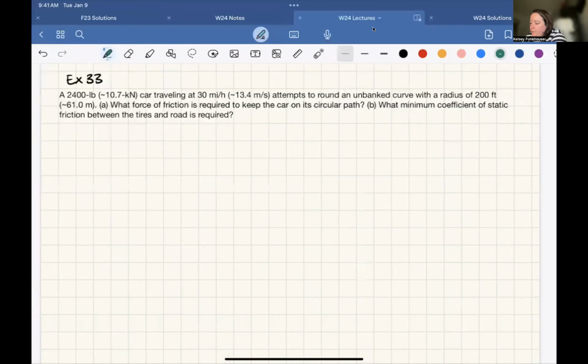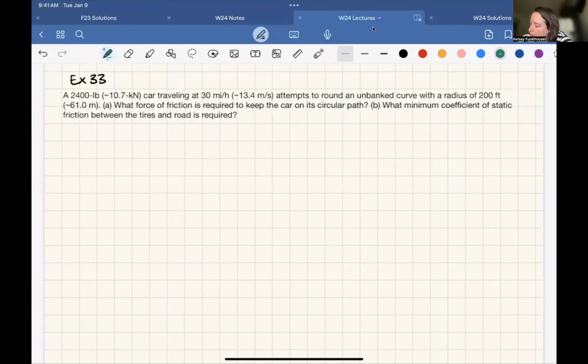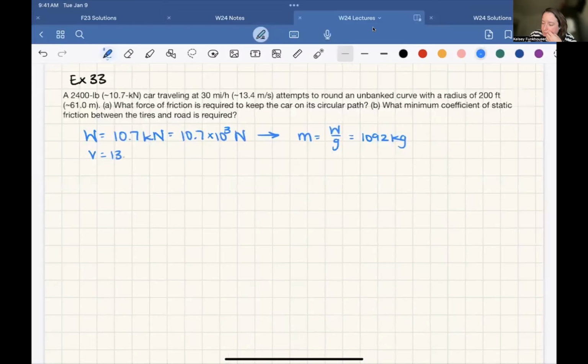Okay. We're going to write down what we know and potentially do some conversions. The weight is given as 10.7 kilonewtons, which would be 10.7 times 10 to the 3 newtons, or 10,700 newtons. We might as well, just to be safe, also get the mass, which is the weight divided by gravity, and that is 1,092 kilograms. Then our velocity is 13.4 meters per second, and the radius of the circle is 61 meters.